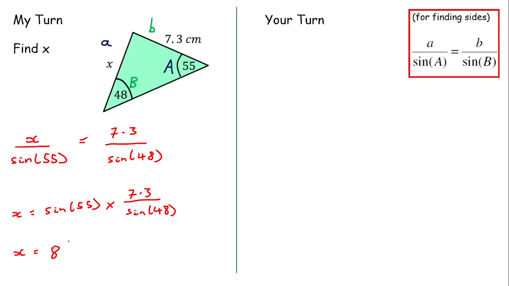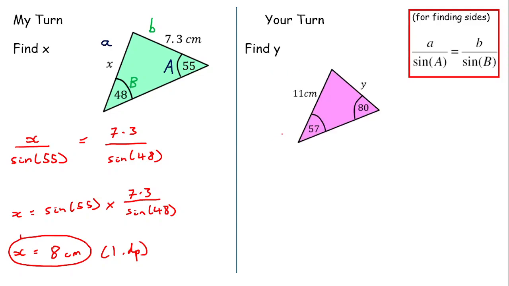So it's just going to be 8 centimeters to 1 decimal place. Okay, and that is your answer there. That's it. That is all we do. And look, if you label up your triangle correctly, then hopefully you've seen that it's not too bad at all.